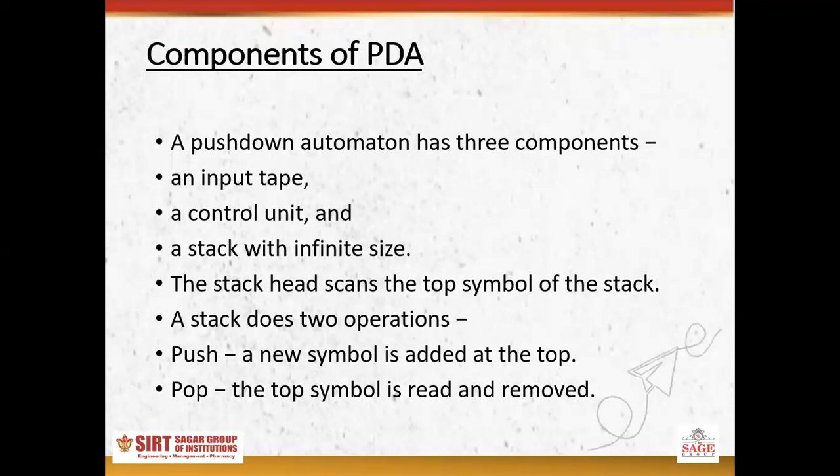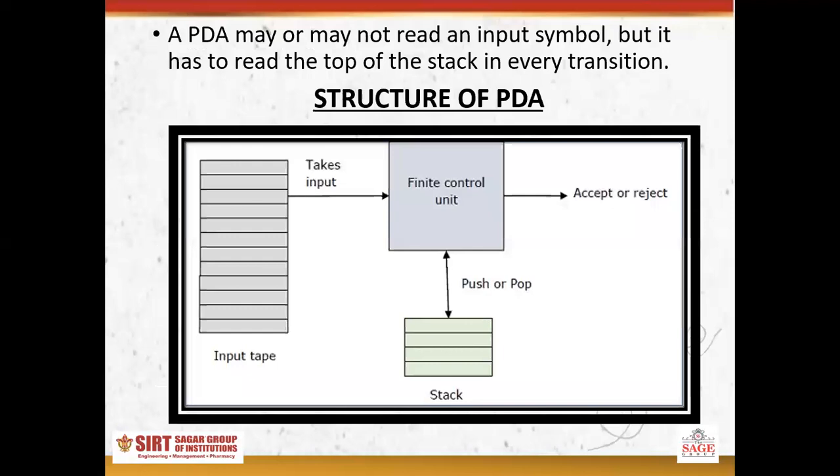The stack head scans the top symbol of the stack. As we know, two operations are performed on a stack: push and pop. With the push operation, a new symbol is added at the top of the stack. With the pop operation, the top symbol is read and removed. A PDA may or may not read an input symbol, but it has to read the top of the stack in every transition. This is the structure of a PDA, where we can easily see the control unit, the input tape, and the stack.